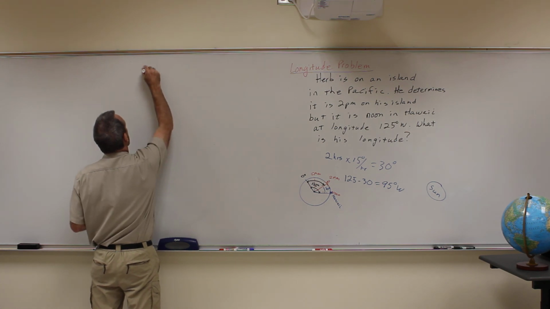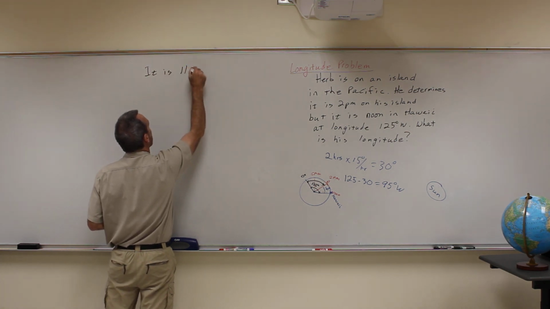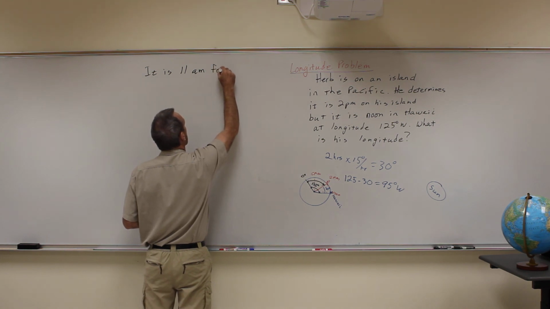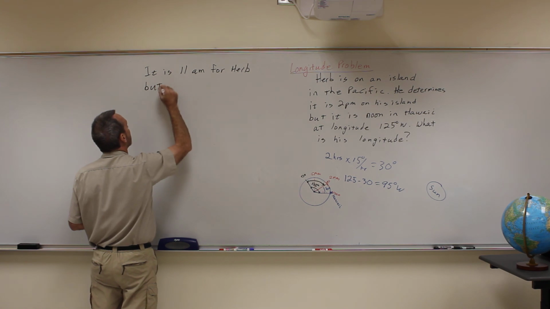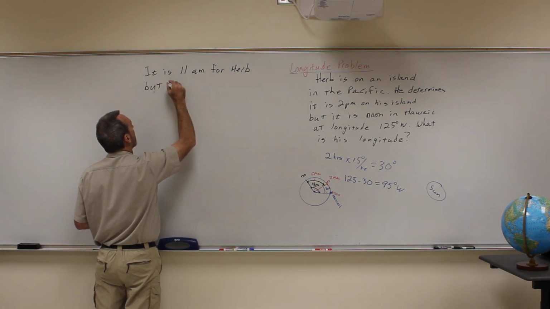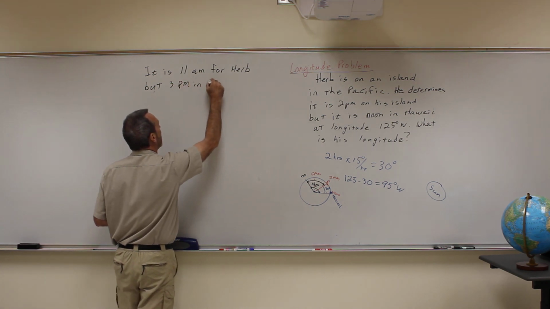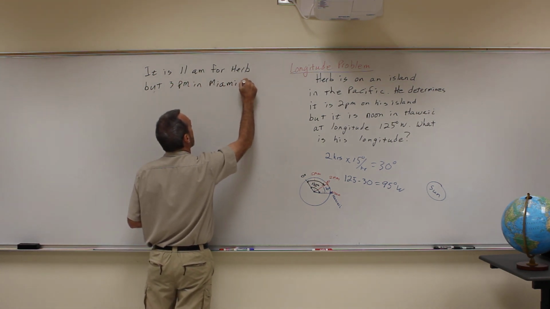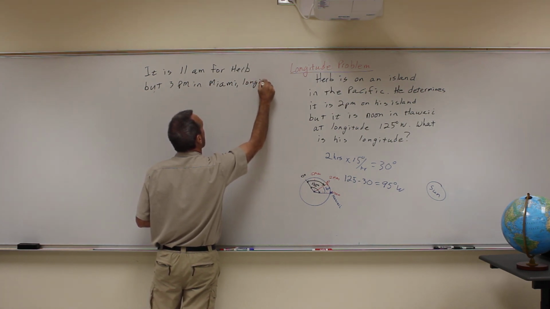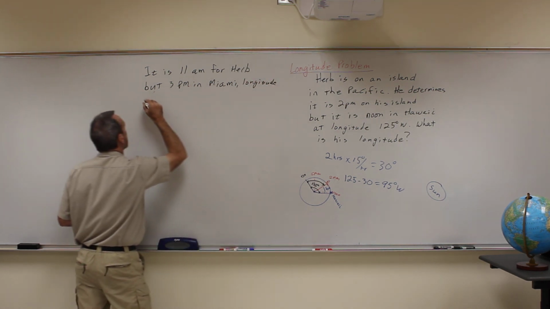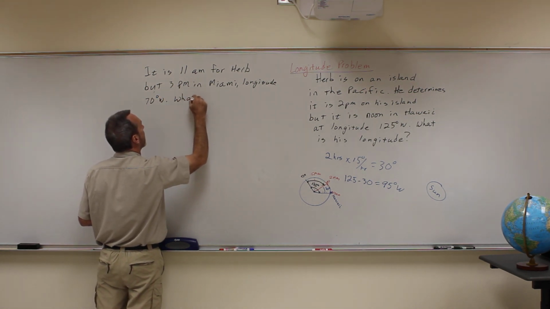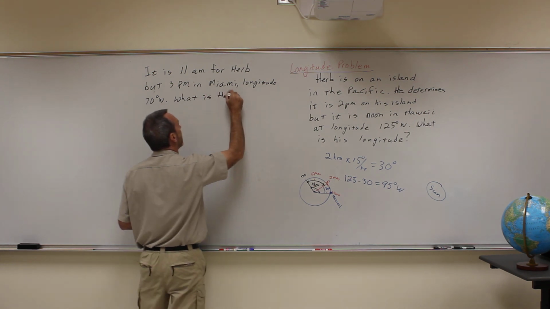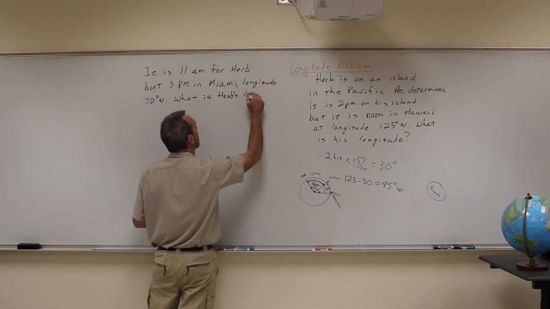All right. It is 11 a.m. for Herb, but 3 p.m. in Miami, longitude 70 degrees west. What is Herb's longitude?